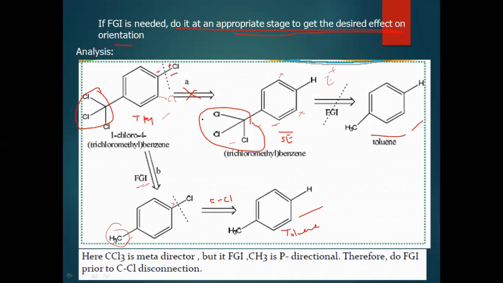If you follow path A, the FGI step is introduced at the second step, not in the beginning before the C-Cl cleavage. So you should be very clear when to introduce the FGI. The FGI step needs to be introduced at an appropriate stage to get the desired effect on orientation. So here, first convert the substituent CCl3 into CH3, then do the C-Cl disconnection, which leads to the formation of toluene as the synthetic equivalent. CH3 is a para director, therefore do FGI prior to the C-Cl disconnection.